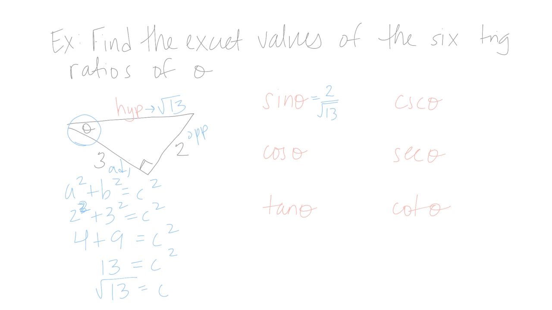So I'm going to multiply by root 13 over root 13 to simplify. So now I'm going to get 2 root 13 over 13, and that can't be simplified anymore, so I'm done. And now I'm going to go to the cosecant because I just did the sine, and I know cosecant is the reciprocal, so that's going to be the hypotenuse over the opposite, so that's root 13 over 2. And that one's done.